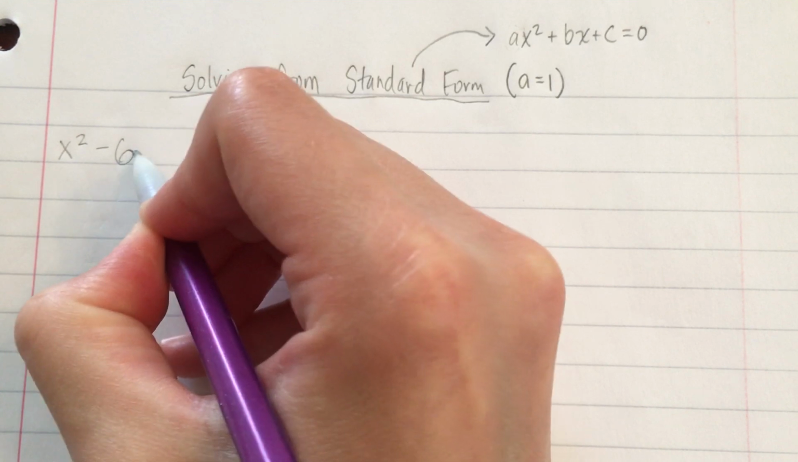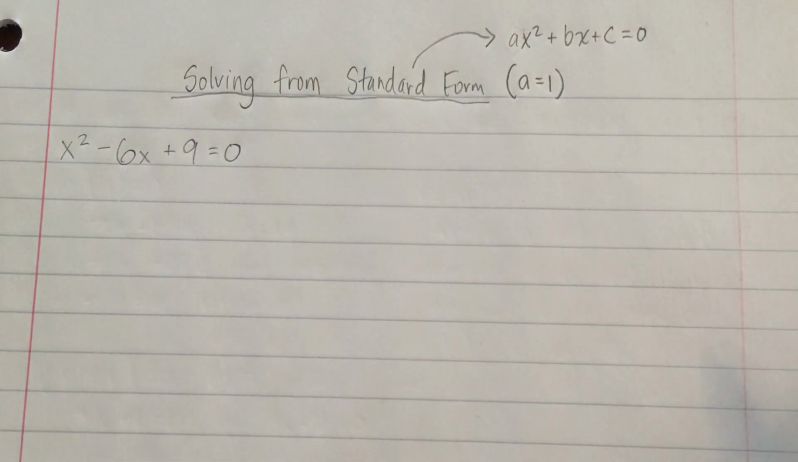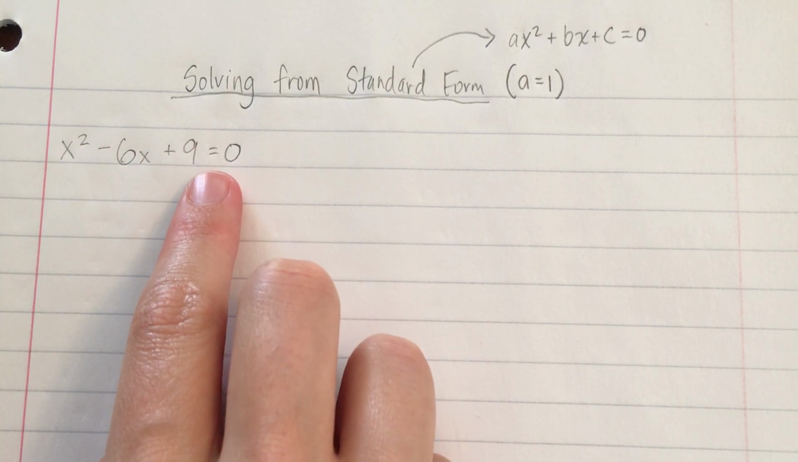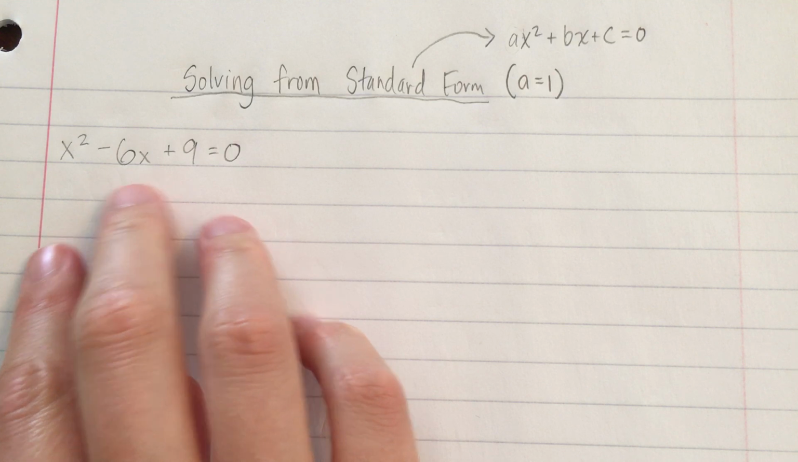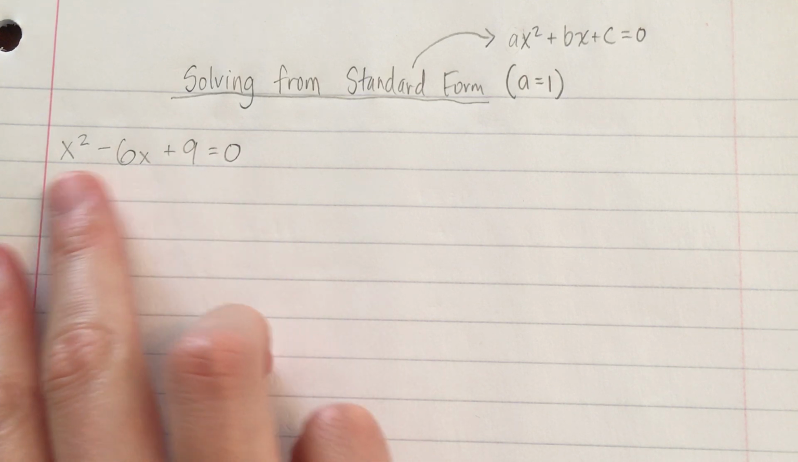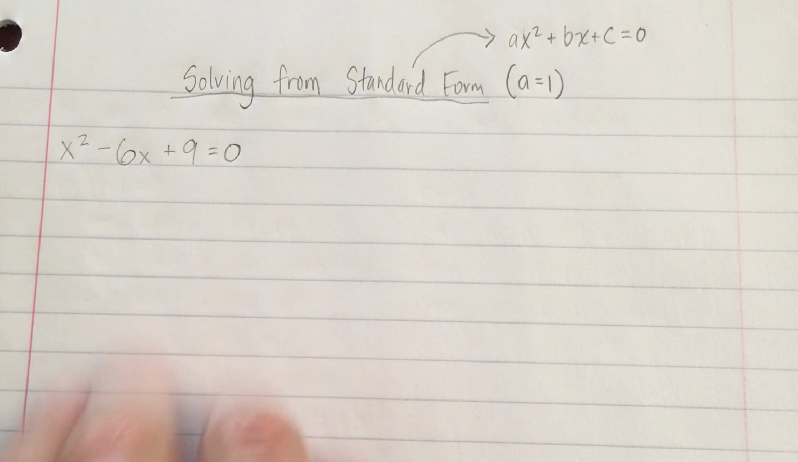x squared minus 6x plus 9 equals 0. Okay, I want to solve. I want to know what value of x is going to make this true. Now what you notice is we can't use our traditional methods of solving an equation, because I could subtract 9 from both sides, but how would I get x by itself? Here I have x, here I have x squared. What would I do?